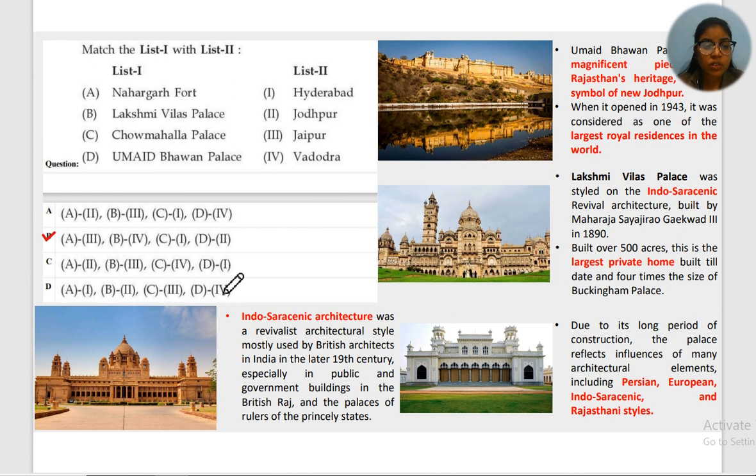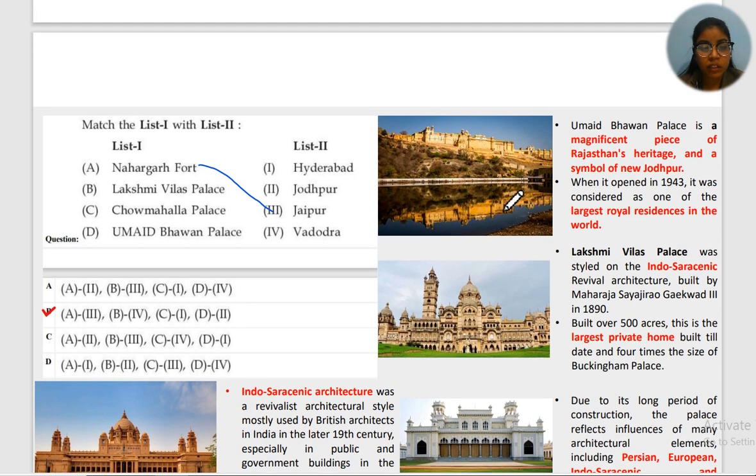Next question is also a match the following type of question. Here you are given the name of the fort and the palace, and the second thing you have to do is match it with the name of the city where it is located. So the Nahargarh Fort is in Jaipur, as you can see in this image. This is your Nahargarh Fort.